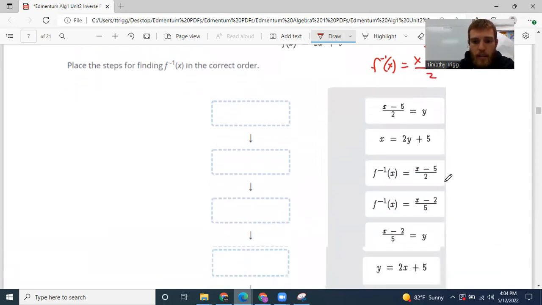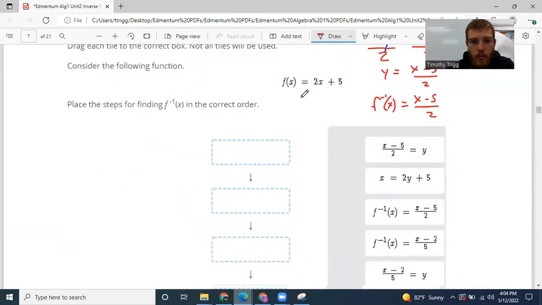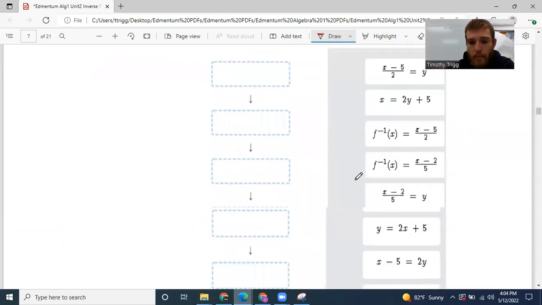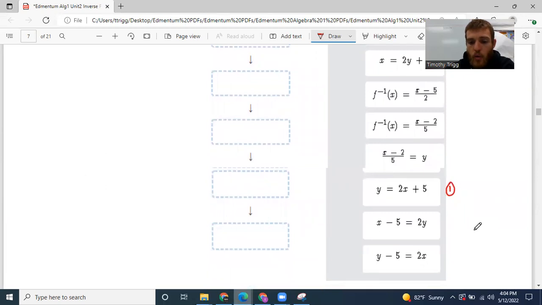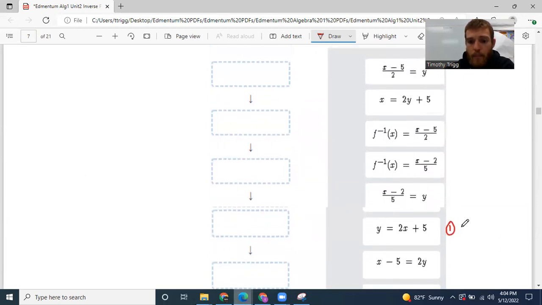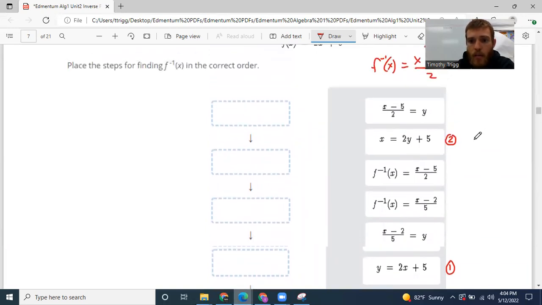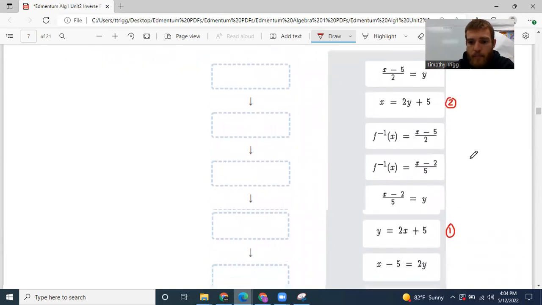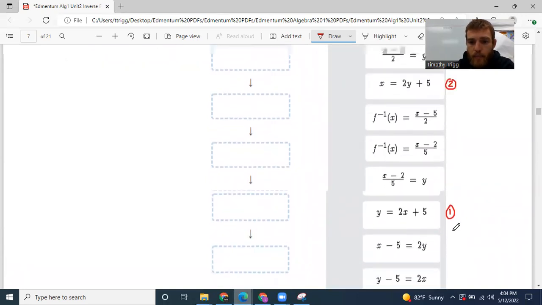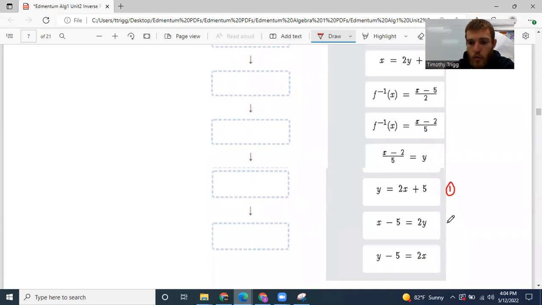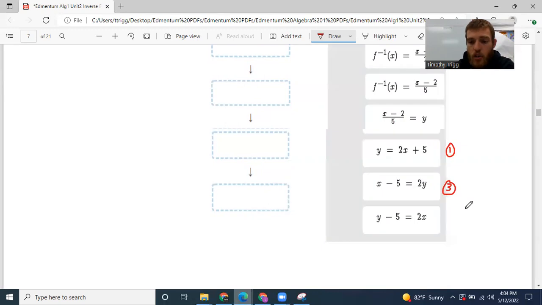So let's go ahead and put these in the correct steps. So my first step will be to replace f of x with y. So this will be my first step. Then swap the position of x and y. So this will be my next step. Then we subtracted 5 from both sides. So we'll have x minus 5 equals 2y. Then we divided by 2 on both sides of the equation to get y by itself.